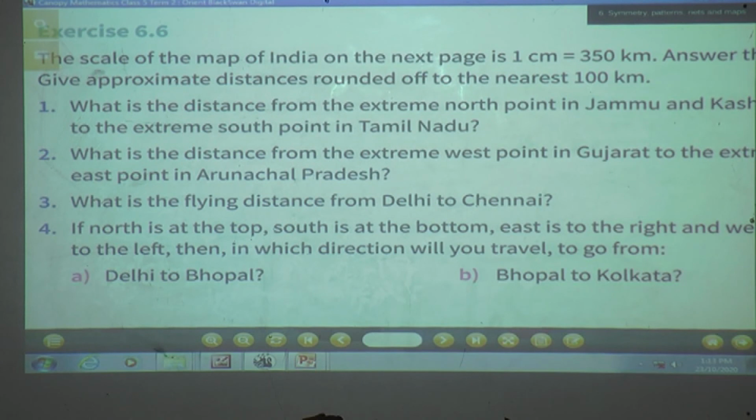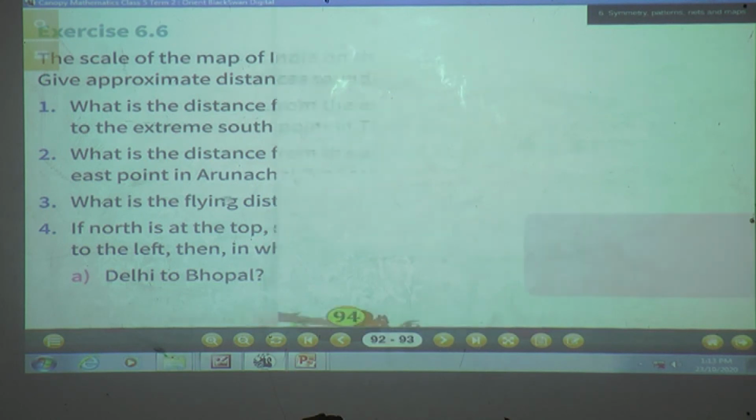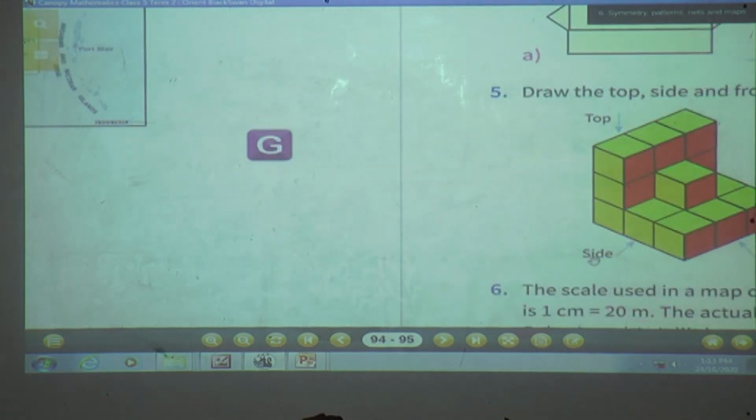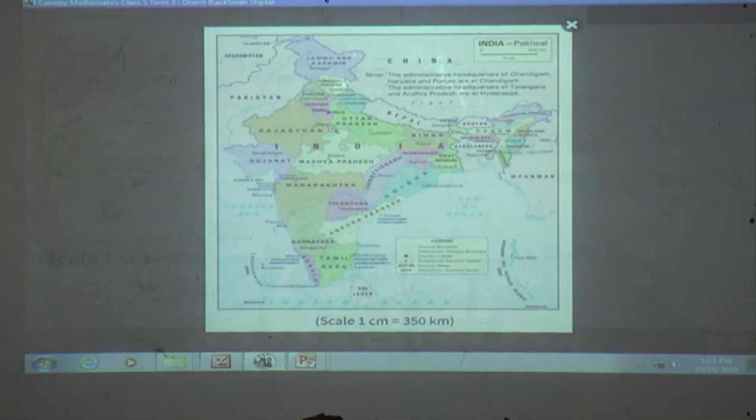Now with the help of this we'll solve exercise 6.6. See students, the scale of the map of India on the next page is 1 centimeter is equal to 350 kilometers. Now answer the questions. Give approximate distances rounded off to the nearest 100 kilometers. Students, here on the next page they have given us the map. See, here is the scale: 1 centimeter is equal to 350 kilometers.